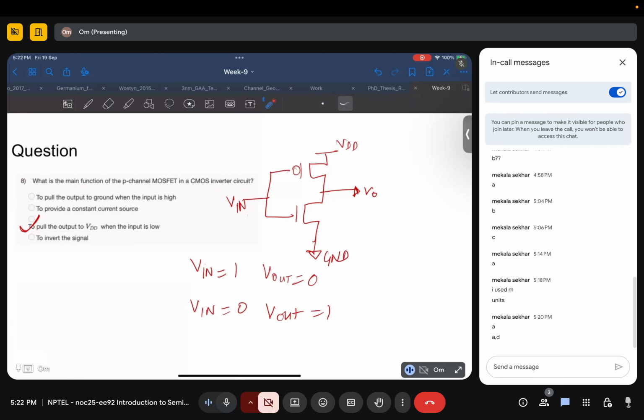A is incorrect because this is the job of NMOS. Provide constant current, so this is not needed. Invert the signal. Inversion is because of both of these, right? Not just because of PMOS or NMOS.